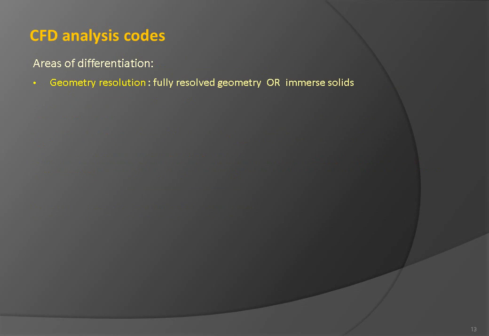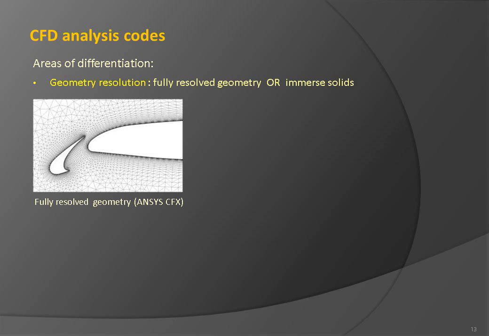First area of differentiation that we will look at is geometry resolution. A practitioner needs to understand which geometrical features to resolve, which to represent through subgrid models, and which to completely exclude. The top left figure shows a case where the numerical model fully resolved the geometry. This allows capturing the wall boundary layer effects where most of the momentum and heat transfer takes place.